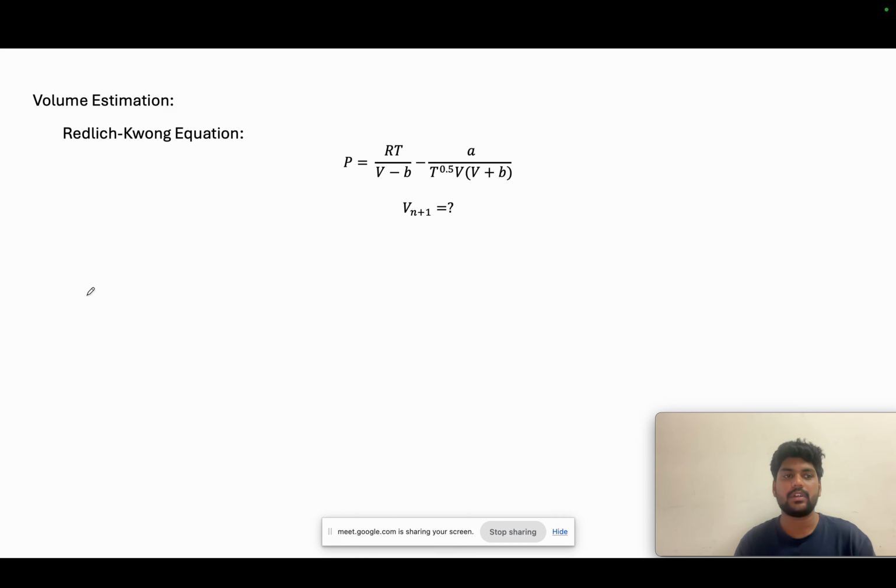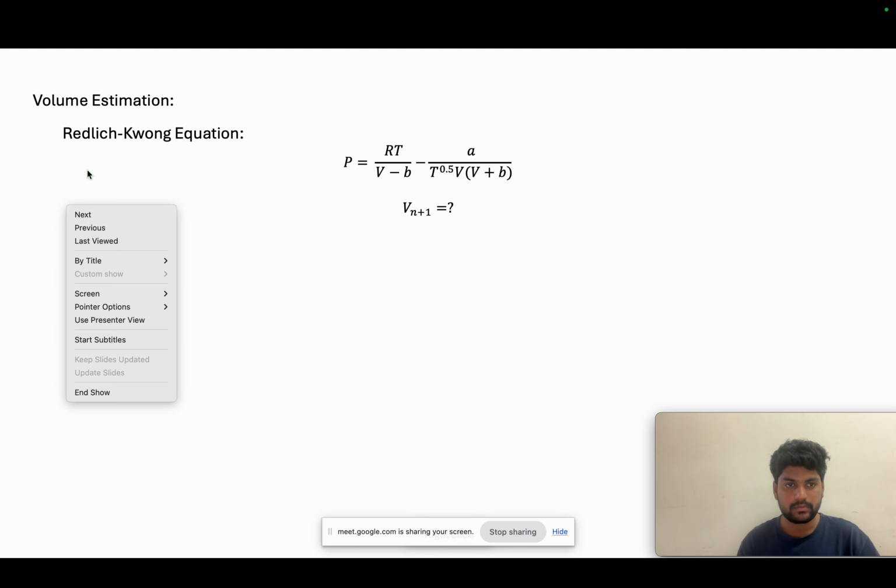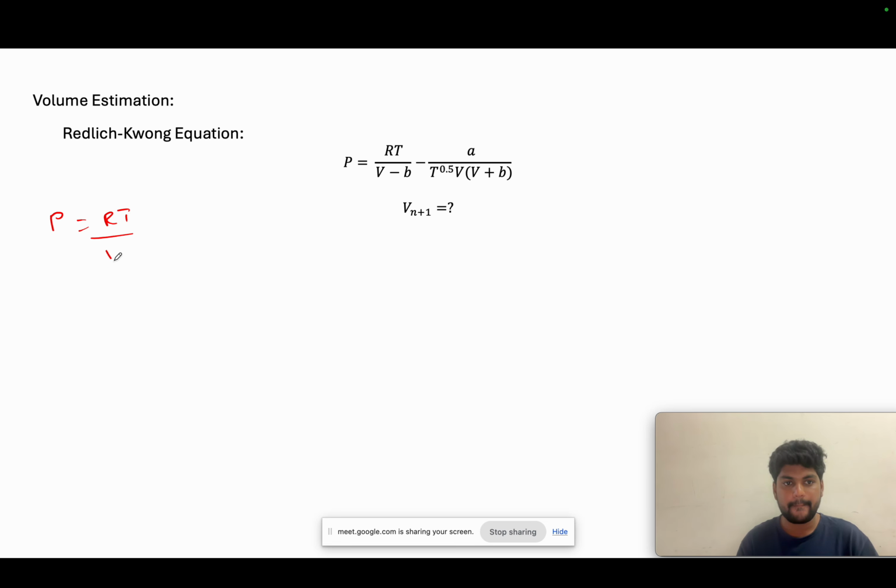And in the volume estimation, how can we do it? One second. We all know the equation of state. So this is the equation, and we need to find out the volume. As you can see, there is an example question also. For that, I will take the denominators out to get an equal denominator. I will divide all the equation with this term.